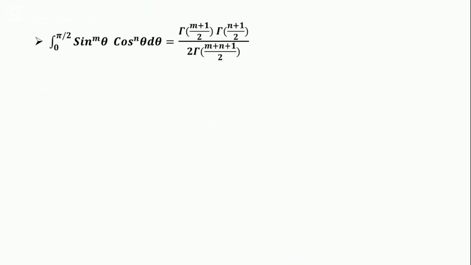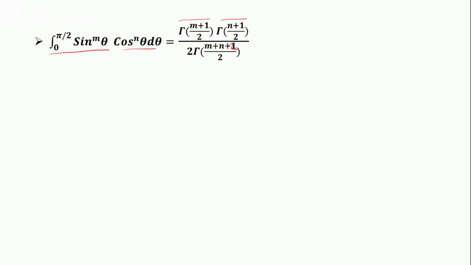There is one more important relation, that's the integration from 0 to pi by 2 of sine m theta cos n theta d theta. We write it as gamma of (m plus 1) by 2 times gamma of (n plus 1) by 2, divided by 2 times gamma of (m plus n plus 2) by 2. So how to prove that relation?